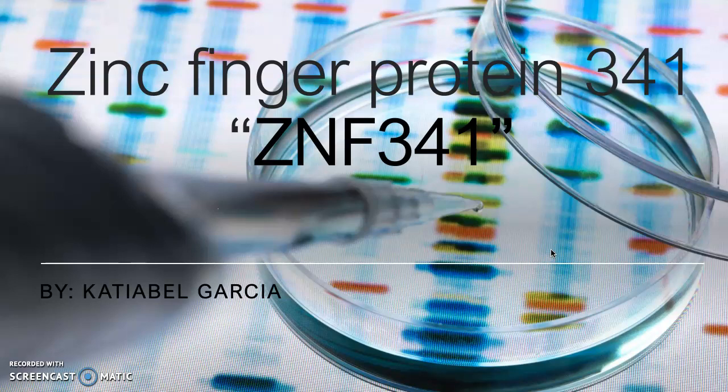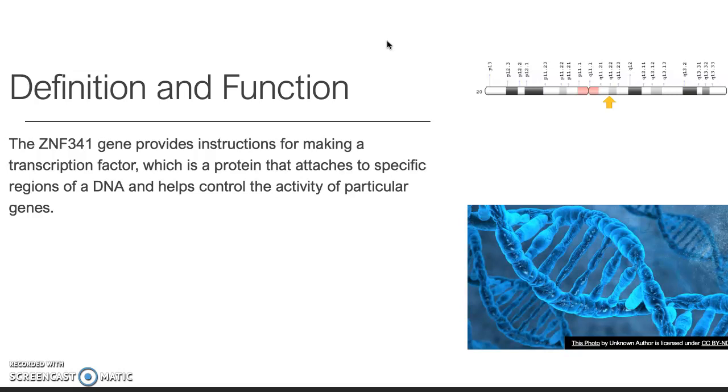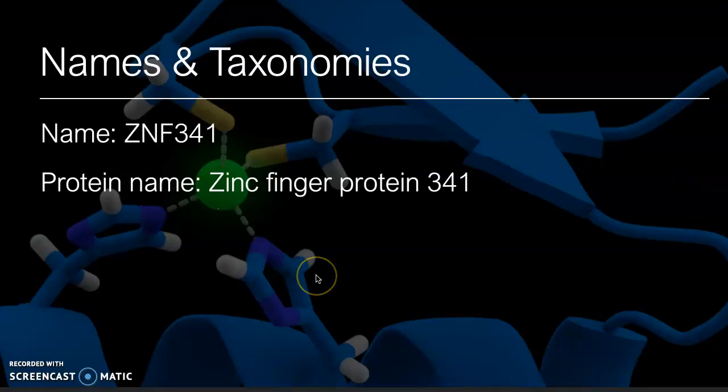Today I'm going to be talking about zinc finger protein 341. This gene provides instructions for making a transcription factor, which is a protein that attaches to specific regions of DNA and helps control the activity of particular genes. Here, where the yellow arrow is pointing, that's where it's located. The name is ZNF341, but the protein name is zinc finger protein 341.